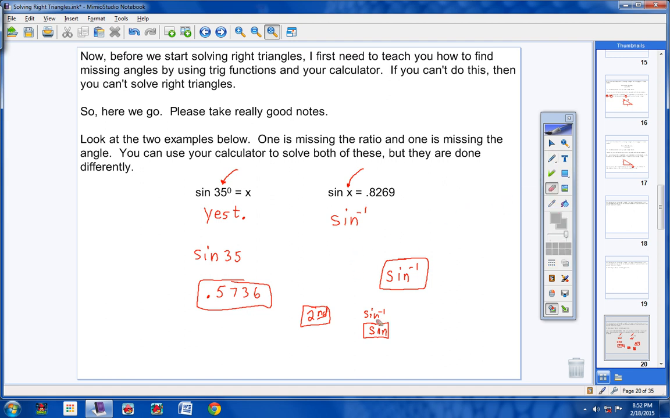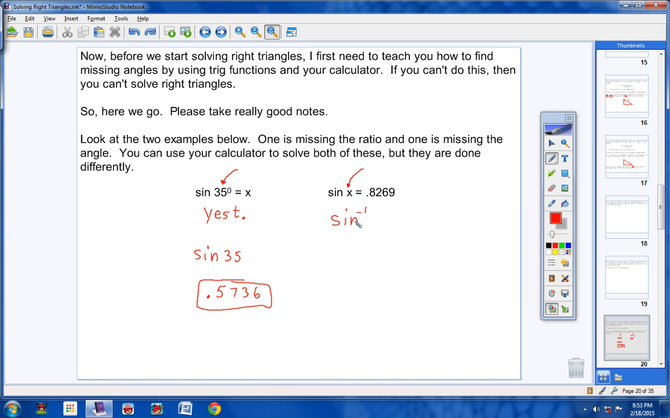But here's what I want to drill into your head. If you miss anything today, don't miss this. Guys, the only time you use this inverse sine button or inverse cosine button or inverse tangent button is when you're missing an angle. Don't use it any other time, okay? Please don't do that. You're going to get confused if you don't listen. Only use inverse sine or inverse cosine or inverse tangent when you're missing the angle. Were we missing the angle over here? No. So did we use sine to the negative 1? No. We just used our sine button.